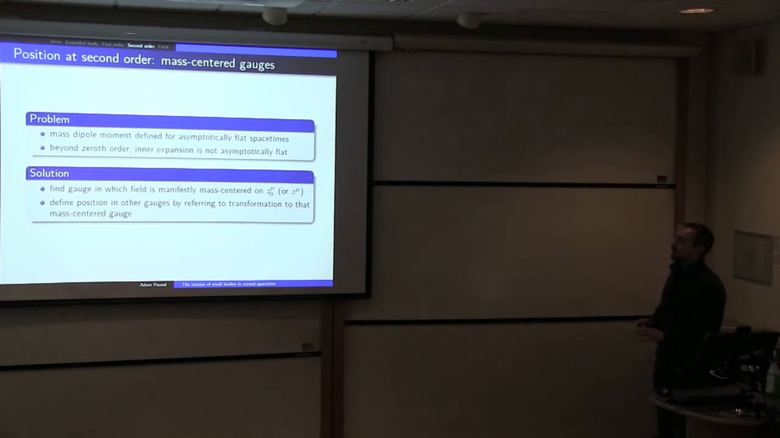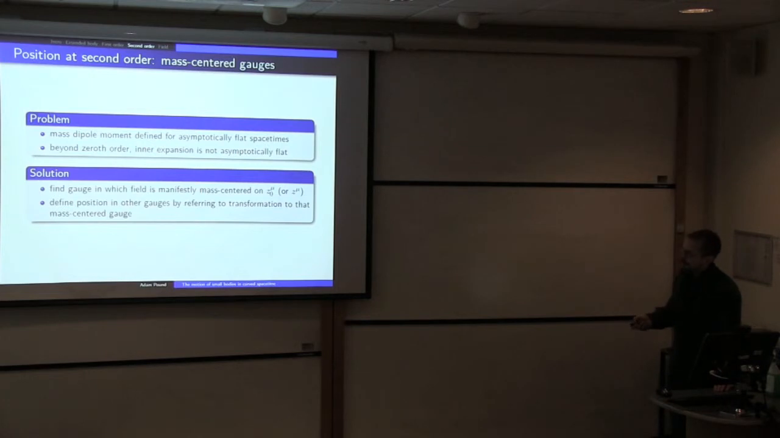Now there's a problem, or a challenge, with going to second order, and that is that we define the mass dipole moment as the dipole moment of the inner background spacetime. So at second order, we're going to be talking about the correction to that. So it's going to be the mass dipole moment of the first order perturbed inner expansion. But beyond leading order, the inner expansion generically actually turns out to be not asymptotically flat.